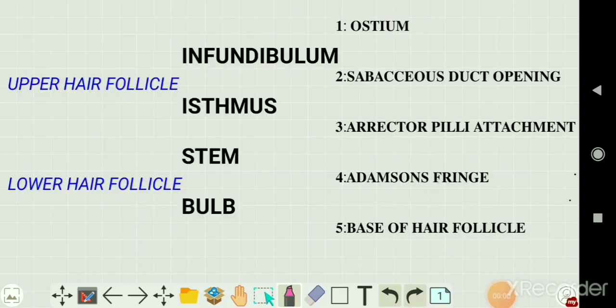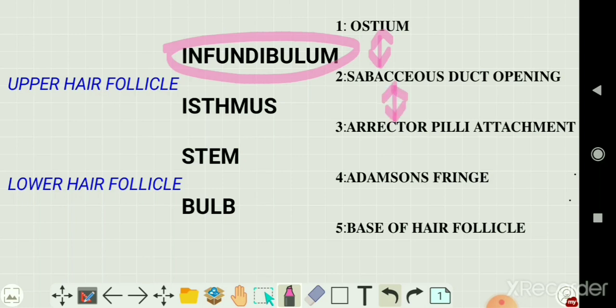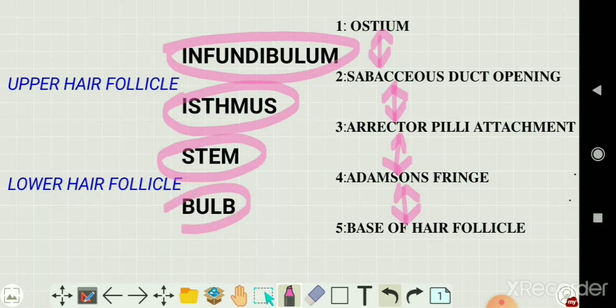The hair follicle can be divided into four main parts. Let's talk about those four parts. The portion which is present between the ostium and the sebaceous duct opening is known as the infundibulum. The portion between the sebaceous duct opening and the erector pili attachment is known as the isthmus. The portion between the erector pili attachment and Adamson's fringe is known as the stem, and the portion between Adamson's fringe and the base of the hair follicle is known as the bulb.